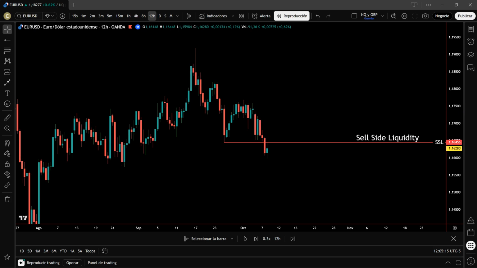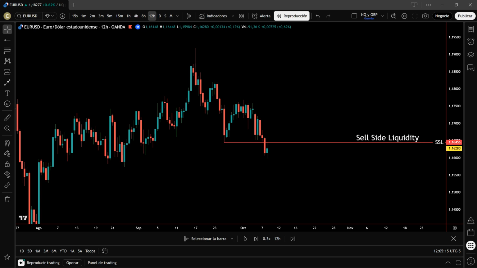Finally, notice the precision with which the market moves toward our downside target. The price doesn't just reach the sell-side liquidity zone at 1.16456, it pierces through it to sweep the stop losses of retail buyers. This is the ultimate confirmation that liquidity is the primary engine of the chart.